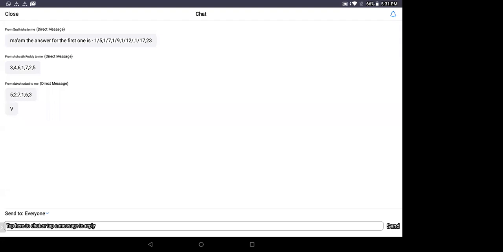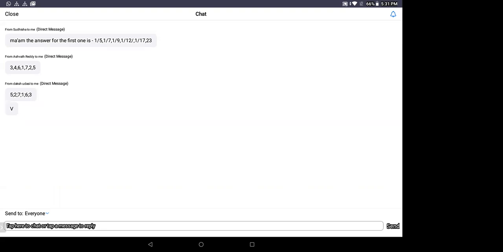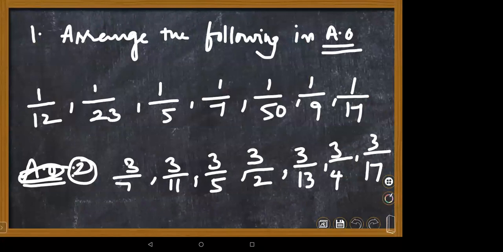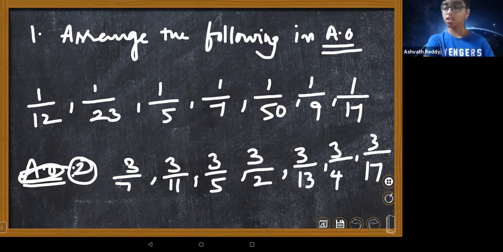I can see Daksh, you are giving absolutely correct. Can you go to the board once? Daksh is correct, Ashwath is wrong. You copied it. I didn't copy yours. I just wrote mine in the opposite order.